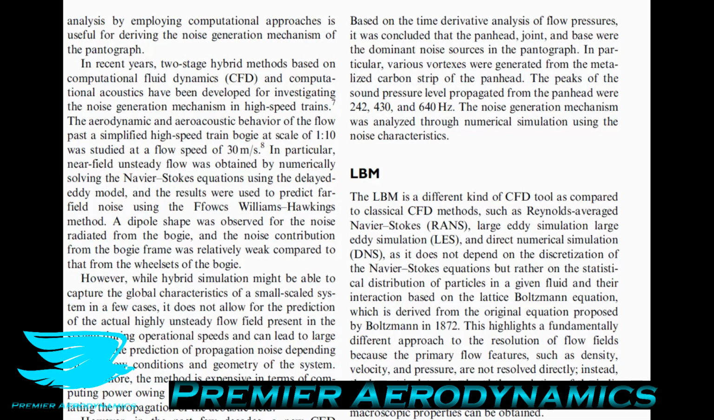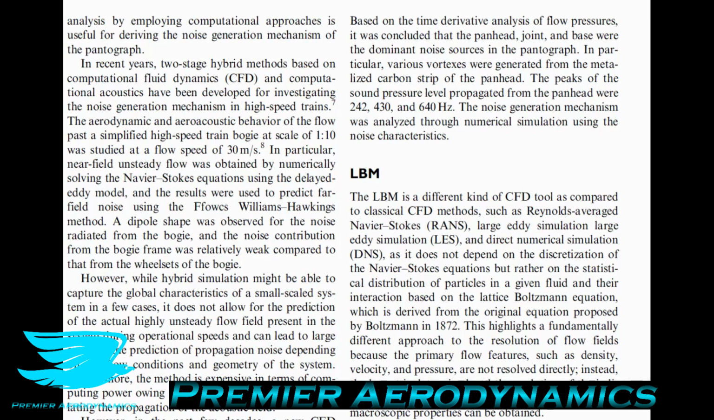So this is just another equation that they plug in the information you get from a typical URANS, or in this case, DES simulation, and you get the noise. They say a dipole shape was observed for the noise radiated from the bogie, and the noise contributed from the bogie frame was relatively weak compared to that from the wheel sets of the bogie. So the bogie is just the carriage.